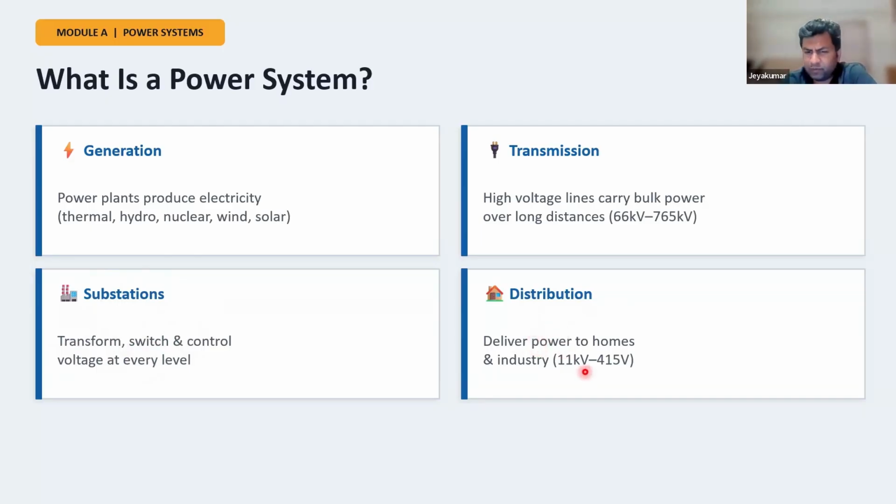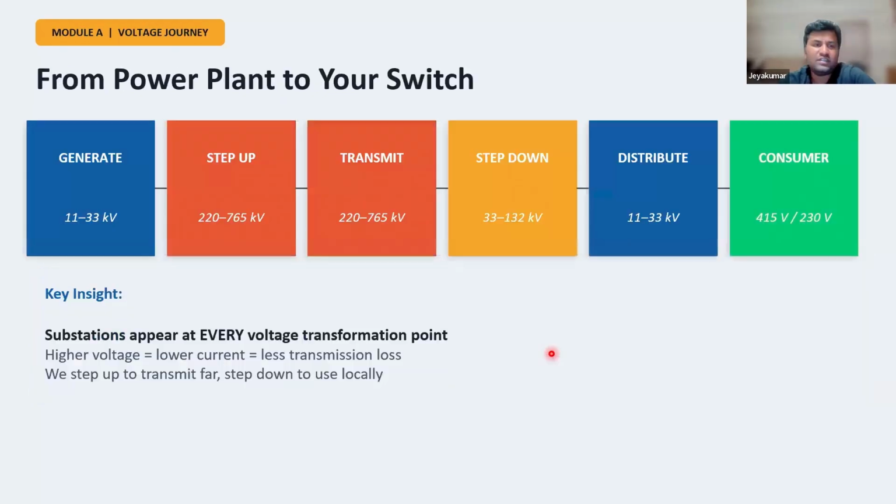But actually here we have put 11. In a real case, maybe distribution starts from 33 kV onwards. 33 kV down to 415 V, whatever the end equipment voltage, that is called distribution, right?